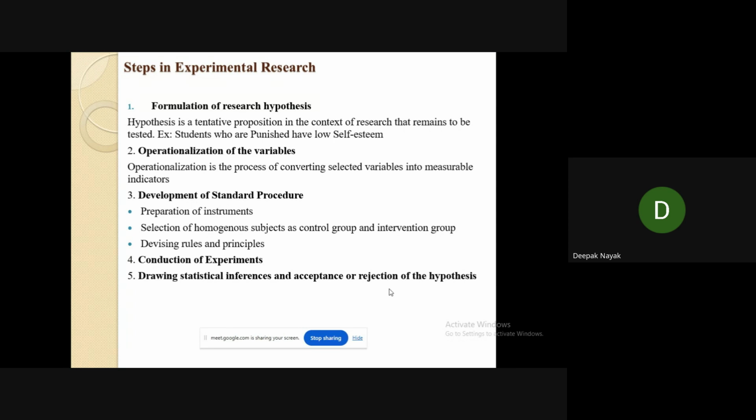Here, punishment is one variable, your independent variable, and the punishment impacts self-esteem, that is, low self-esteem or high self-esteem. So self-esteem is the dependent variable, because in your proposed research, self-esteem depends on punishment. That's why punishment is the independent variable in your study and self-esteem is the dependent variable.